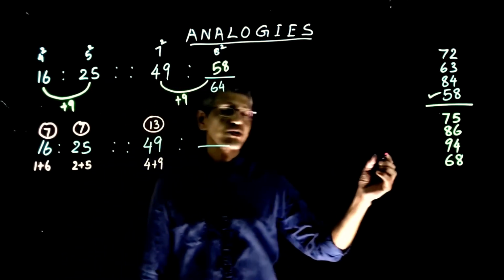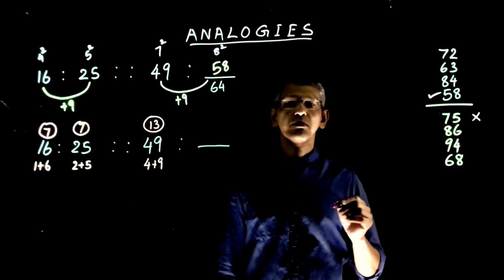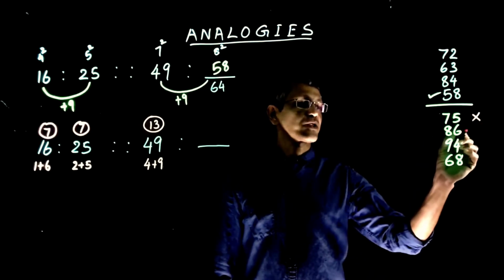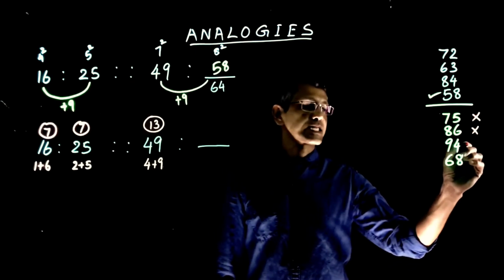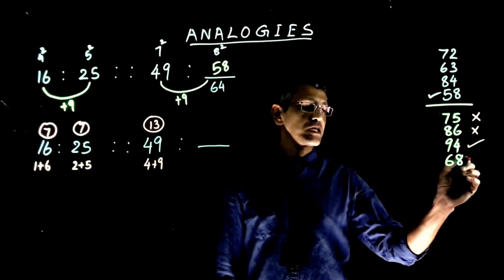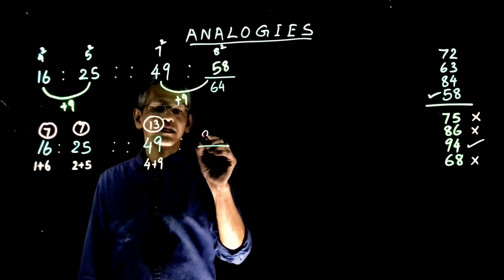So look at the answer choices. 7 plus 5 is 12. It's not 13. That cannot be the answer. 8 plus 6 is 14. That cannot be the answer. 9 plus 4 is 13. Yes. And 6 plus 8, 14. That cannot be the answer. So 94 can be the answer in this case.